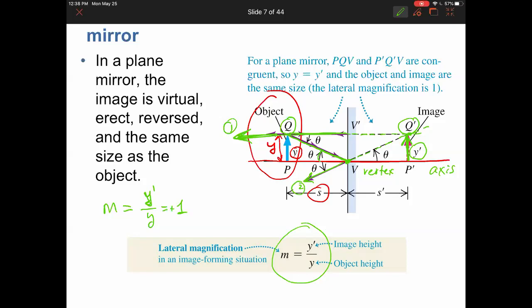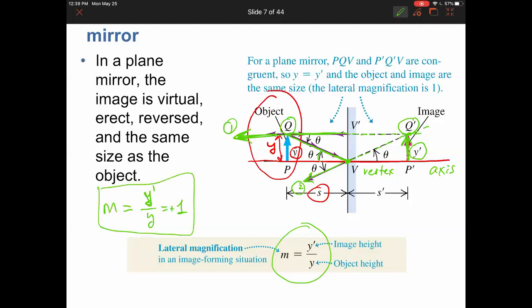If the object is upright, the image is upright. If the object is inverted, the image is inverted. That means all the virtual images are going to have the same orientation. It doesn't necessarily mean that all the virtual images are going to be the same size. It is true for the plane mirror. So this is always going to be true for the plane mirror.